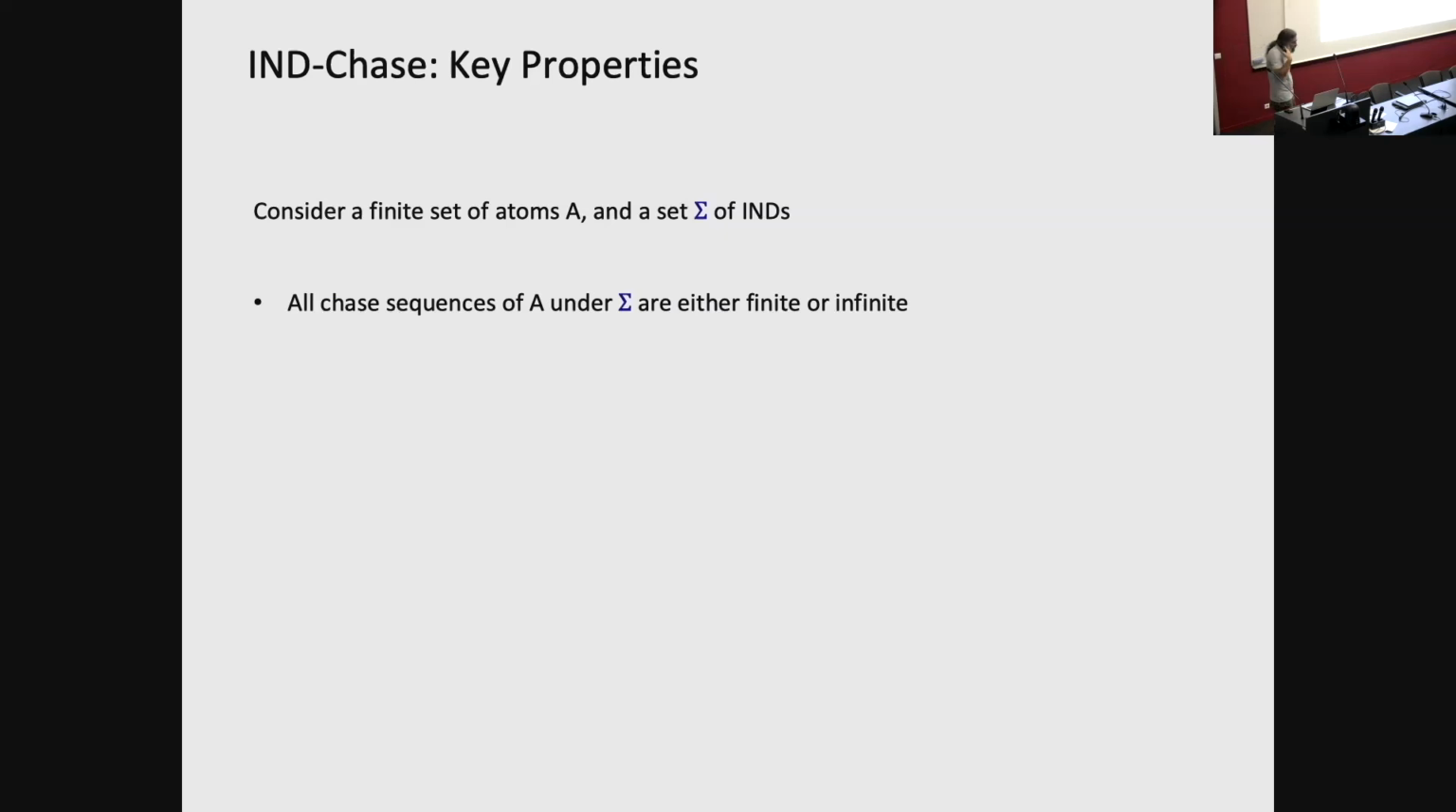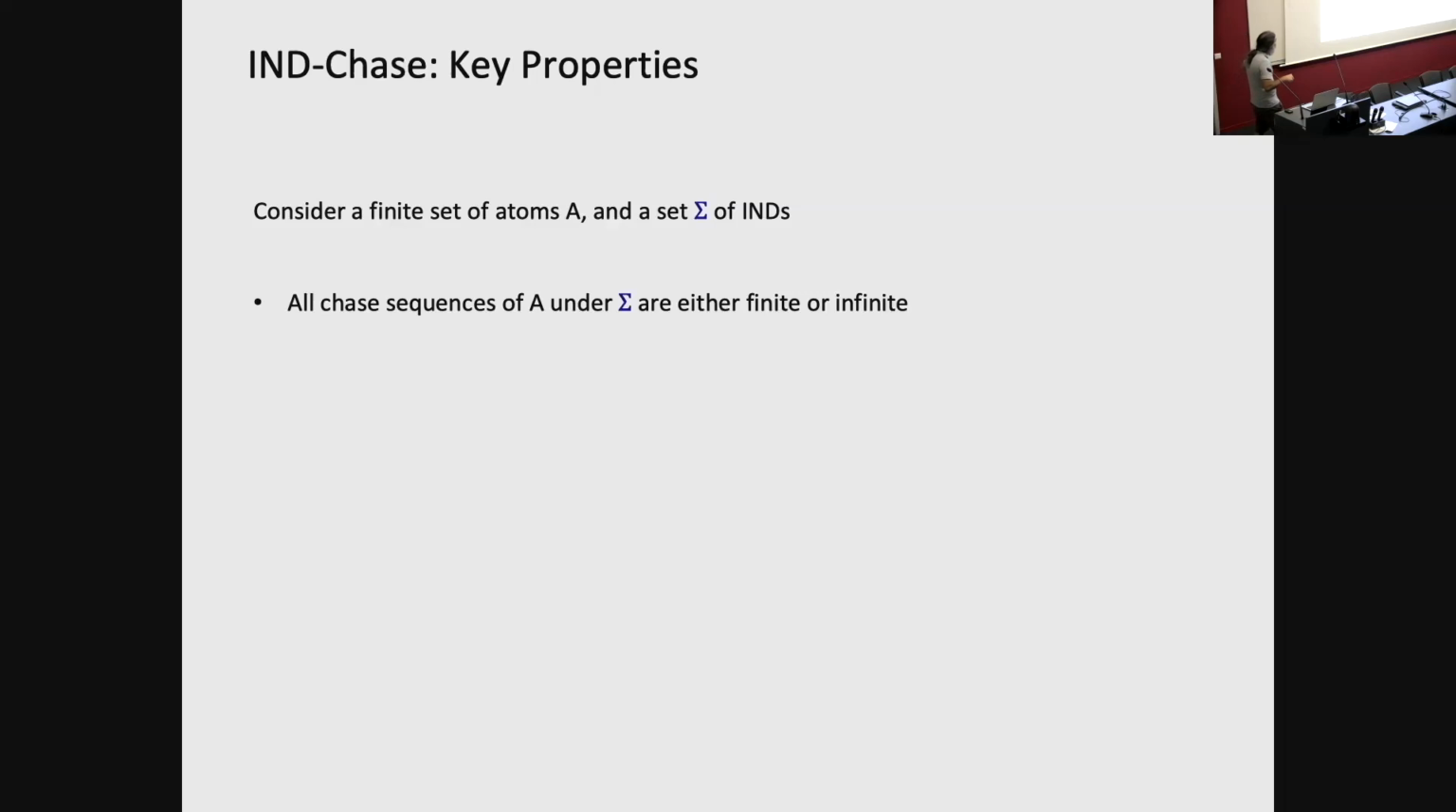Let's see now the key properties of this chase procedure for inclusion dependencies, similarly to what we did with functional dependencies. Here it's clear that we have both infinite and finite sequences. Now, the question that pops up is: is it possible that some sequences are finite and some sequences are infinite? That's a good question. And as you can see here, we can prove that all chase sequences are either finite or infinite. So either all of them are finite or all of them are infinite. It's not possible that some of them are finite and some are infinite.